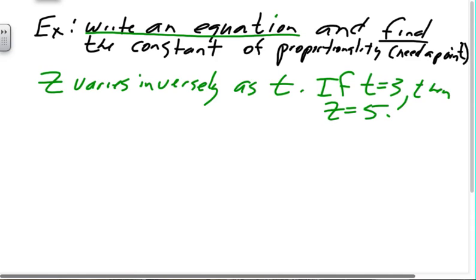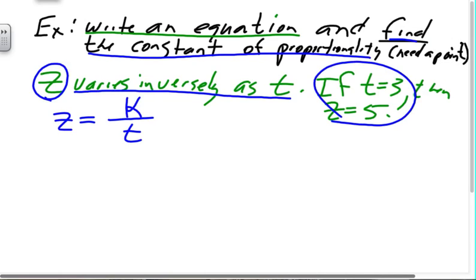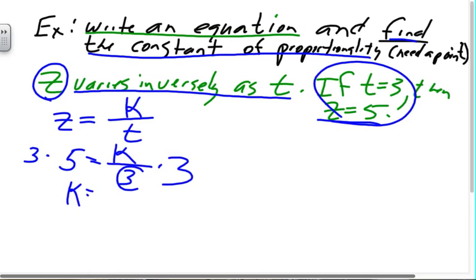All right? Z varies inversely as t, which means t is going to be on the bottom, and my constant of proportionality is going to be on the top. Okay, now we come in and we find the constant of proportionality. This is what you use. You plug these numbers in. So z is 5, so anywhere I have a z, I put a 5, equals k over, anywhere I have a t, I put a 3. Now I solve for k. Because I'm dividing by 3 here, I'm going to multiply both sides by 3. So k is 15.